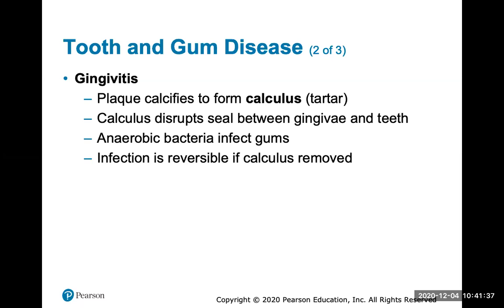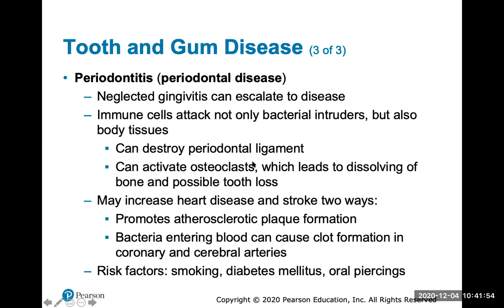Gingivitis, again, it's an itis, so we have some sort of inflammation of the gums. It's usually due to plaque calcifying to form a tartar. This will disrupt the seal. Anaerobic bacteria can infect the gums, and the infection is reversible if this tartar is removed.